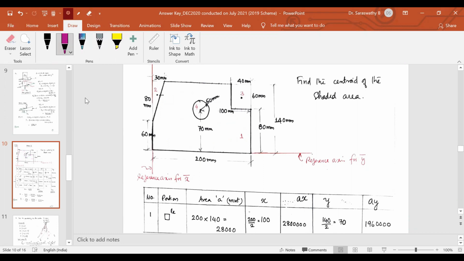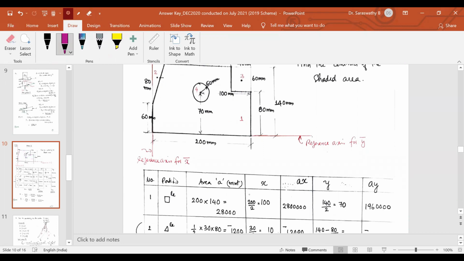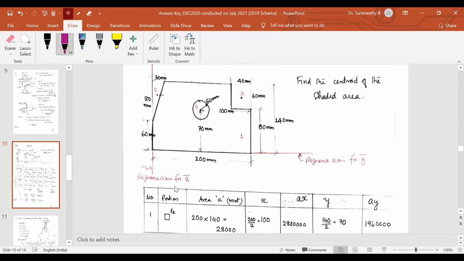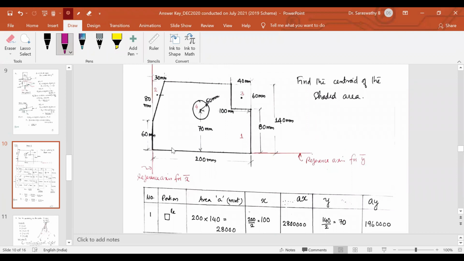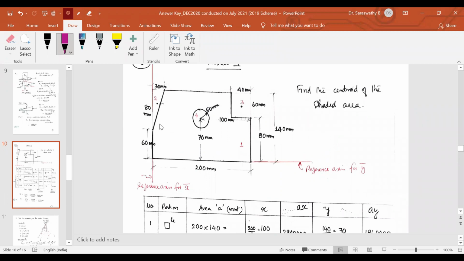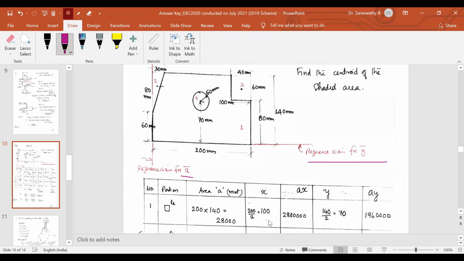So consider the first area. For that we prepare a table like this. Number, portion, rectangle. The rectangle of size 200 by 140. I have got the area. Now for the x bar distance, I am taking the leftmost line as the reference for x bar and the bottommost line as the reference for y bar. Now for the first rectangle, x bar is the distance from here to the center of gravity of the rectangle, which is 200 by 2. Okay. I'll first come to x, then we'll go to y.